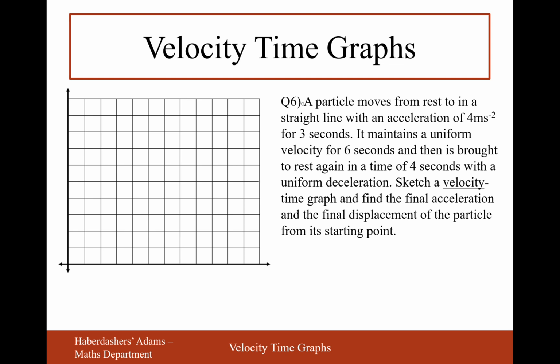Okay, so in this question we have a particle moving from rest in a straight line with an acceleration of 4 meters per second squared for 3 seconds. So let's do it again. Let's do 2, 4, 6, 8, 10, 12, 14, 16. Let's see if we need to go any further. So it's 4 meters per second every second for 3 seconds. So 1, 2, 3. That's got it up to 12 meters per second. So it's going up by 1 second each time here.